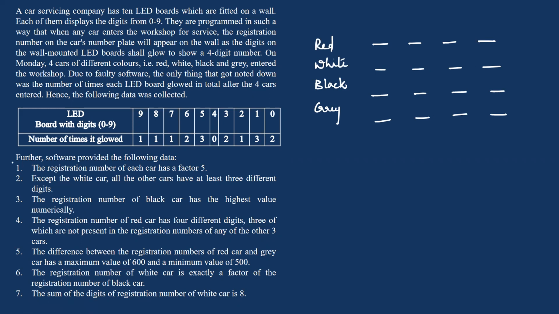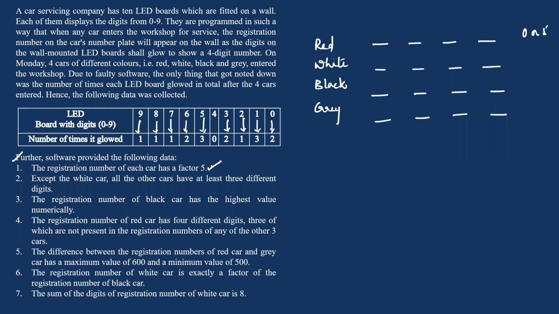Now let's get started. So we are given the number of times each digit glowed. 9 glowed once, 8 once, 7 once, 6 twice, 5 3 times, 3 twice, 2 1 time, 1 thrice, 0 2 times. Now the registration number of each car has a factor 5. So all these 4 cars should end with either 0 or 5. So you have 2 zeros and 3 5s. So it can be 5550 or 0055 in any order.